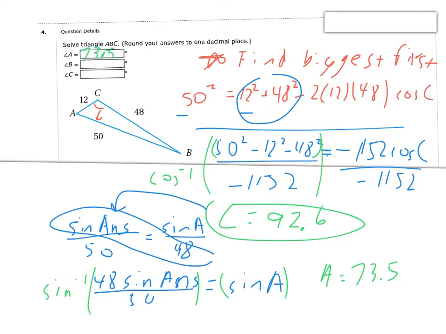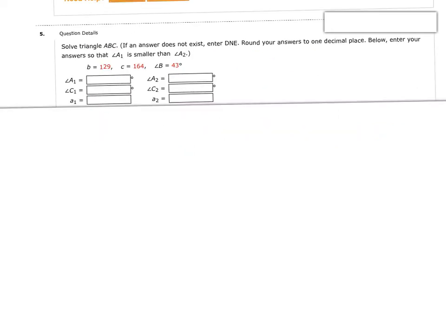So I have angle C at 92.6. So then if I just subtract those from 180 minus 92.6 minus 73.5, that is going to give me 13.9 for my last angle. So the last angle should always be the easiest. All right, next one here, I'll go ahead and draw my triangle.